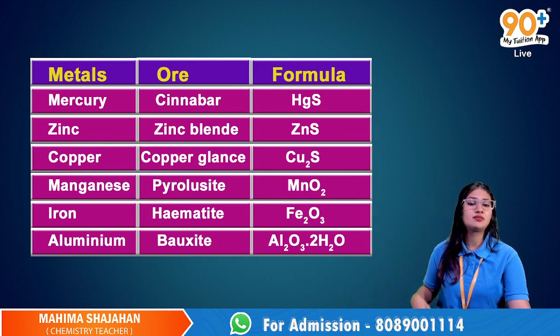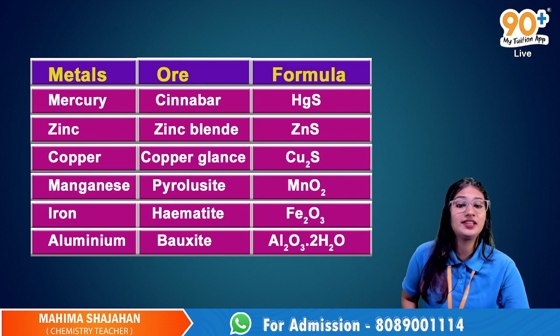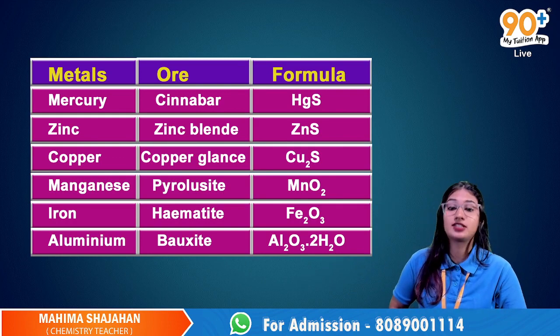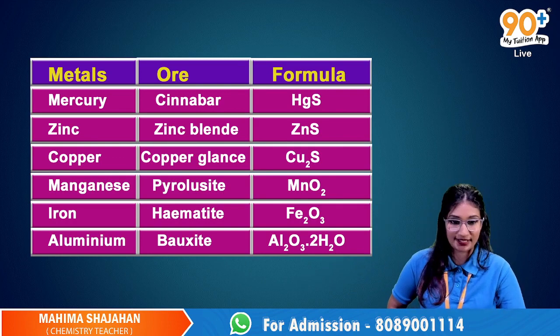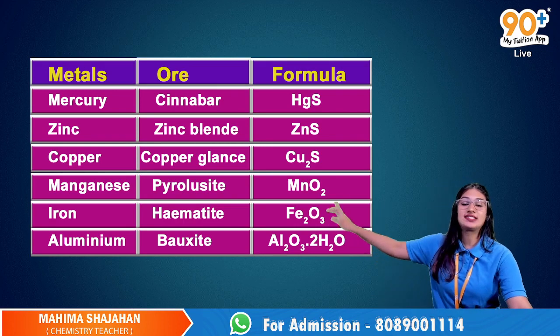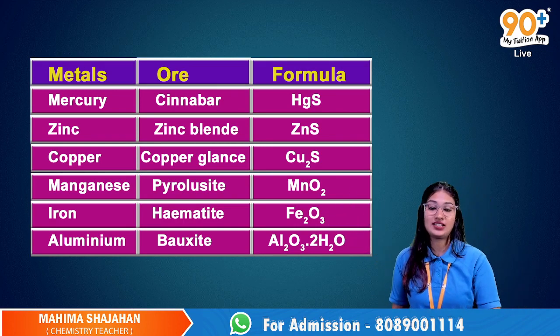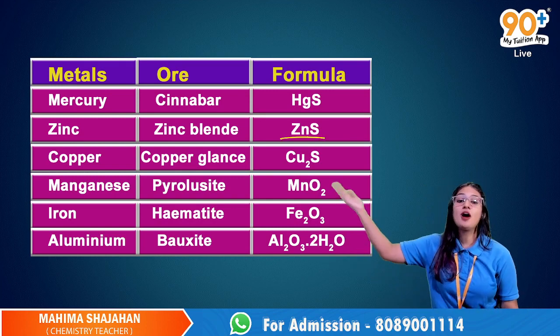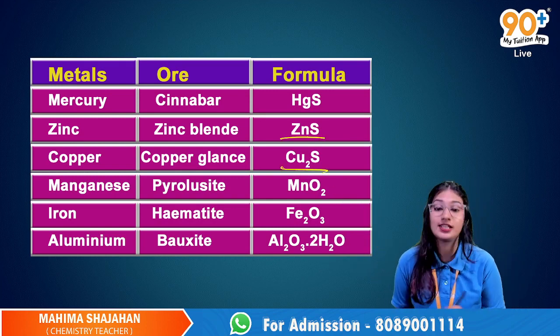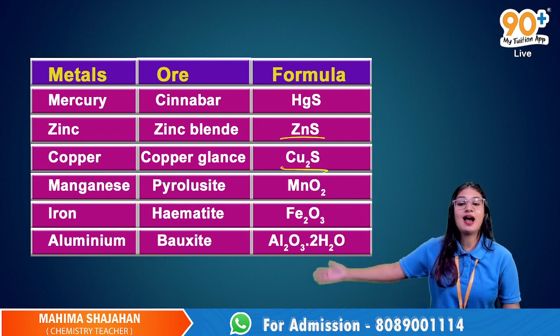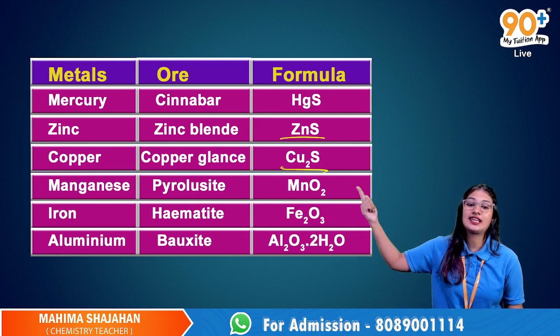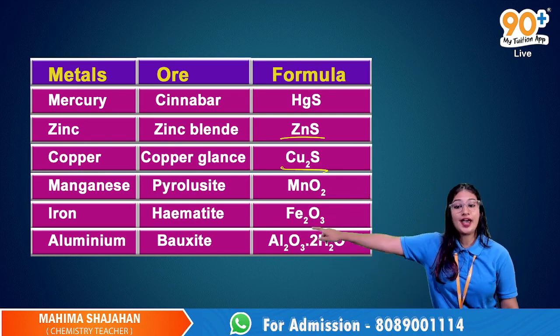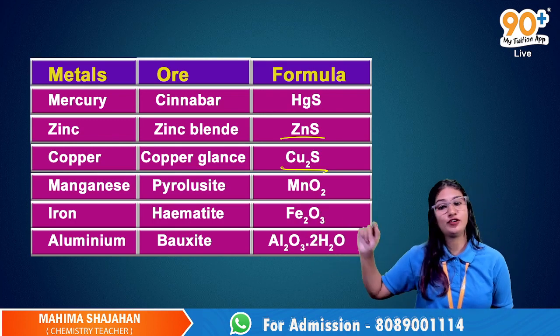Okay, first one is mercury. Mercury's ore is cinnabar, and its formula is HgS. The second one is zinc, which is zinc blende, with the formula ZnS. Copper, copper glance, which has the formula Cu2S. Manganese, pyrolusite, MnO2. Iron, hematite, Fe2O3.